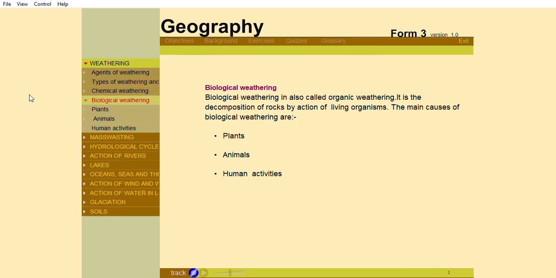Biological weathering. Biological weathering is also referred to as organic weathering. It is the decomposition of rocks by action of living organisms. The main causes of biological weathering are plants, animals, and human activities.